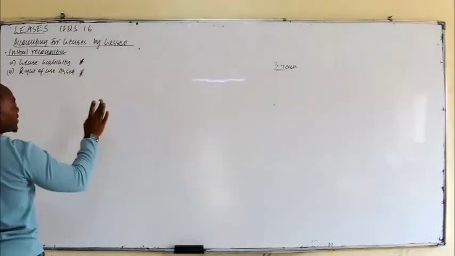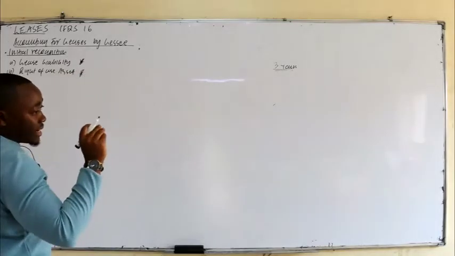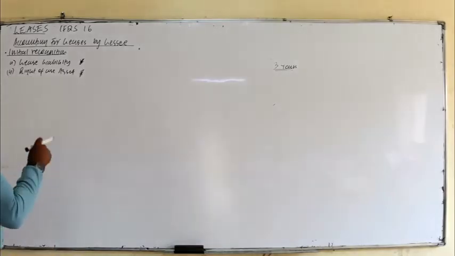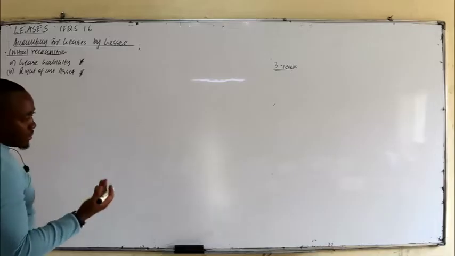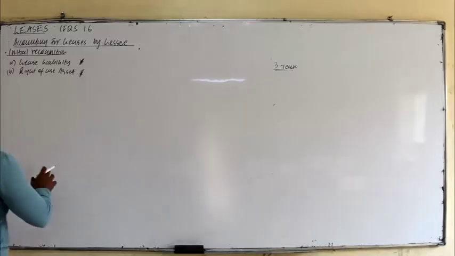You show that item as an asset because you are the one enjoying the benefits. And remember, this asset has a financial obligation attached because you'll be paying the lease rental. Therefore, you show it as a liability. So we start with the lease liability.